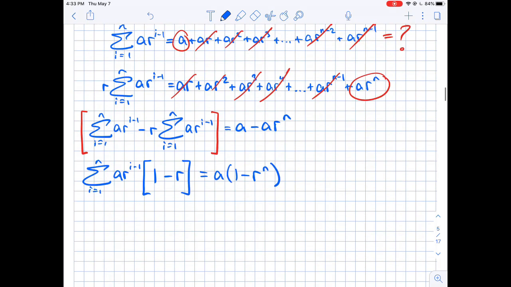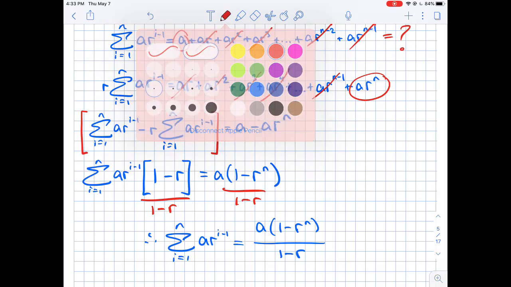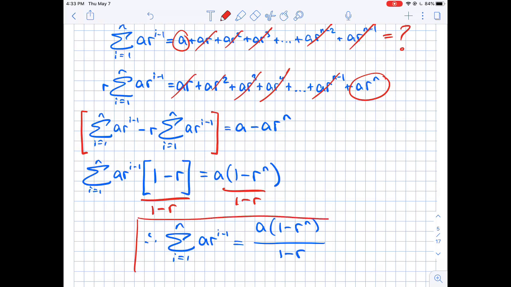The very last thing that we need to do here is just divide both sides by 1 minus r. And what we end up getting is that our summation for a geometric series, the sum of a times r to the i minus 1, is equal to a times 1 minus r to the n divided by 1 minus r. And that's exactly the formula that we were looking for. We could now use that anytime we want to know the sum of a geometric series. And again, all we need to know is what is a, what is r, and what is n.